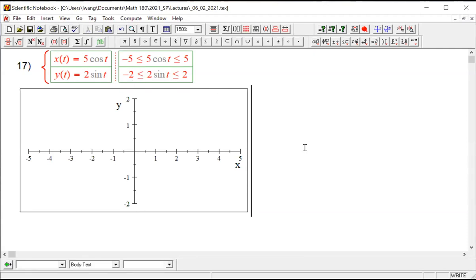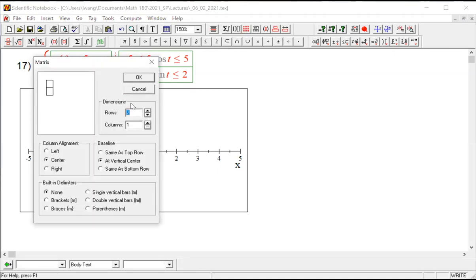Okay. So next you're going to plot some points. We're going to figure out how. We're going to plot the points. We're going to have, let's see, 4 columns, maybe, rows.